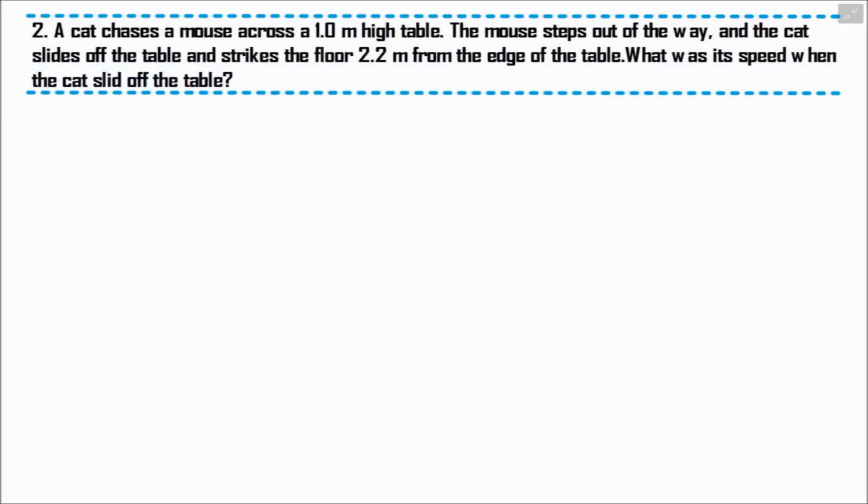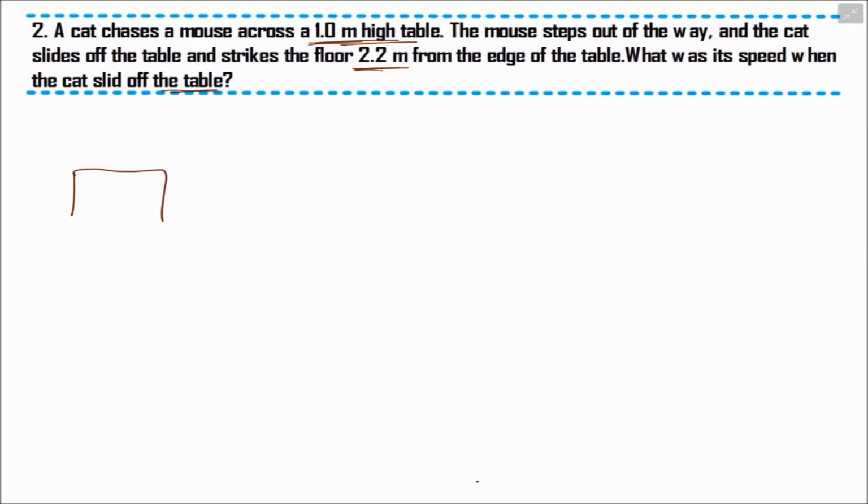Hello, welcome everyone. In this question it says a cat chases a mouse across a 1 meter high table. The mouse steps out of the way and the cat slides off the table and strikes the floor 2.2 meters from the edge of the table. What was the speed when the cat slid off the table?